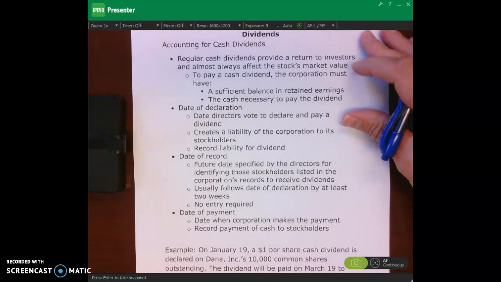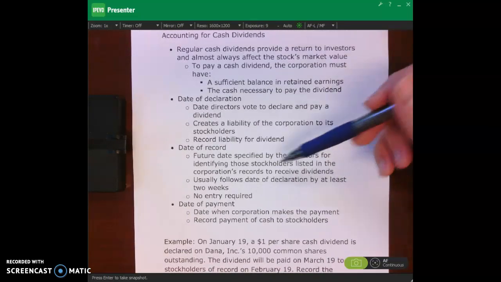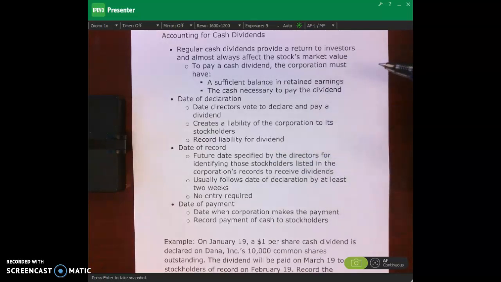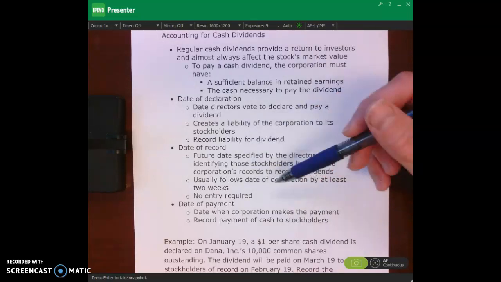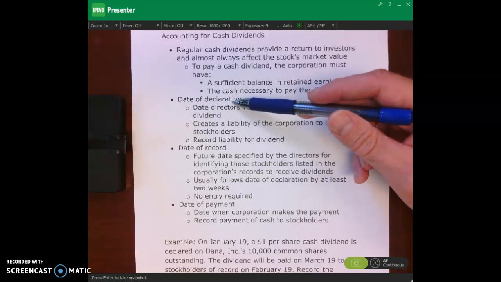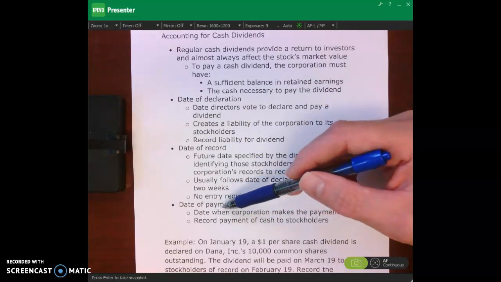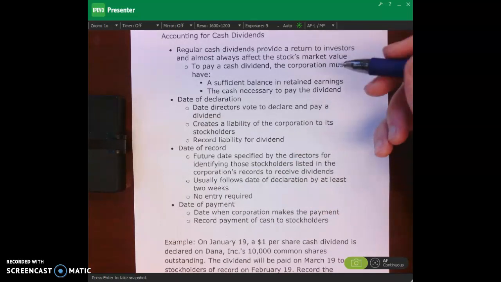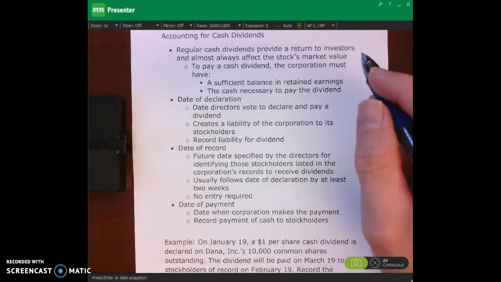We also have our date of record. This is a future date specified by the directors for finding all of our stockholders who should be receiving dividends. It's usually a few weeks after the date of declaration, and there's no journal entry. So we will do a journal entry on the date of declaration, we do not do one on the date of record, but we will do a journal entry on the date of payment, and that's the date the corporation makes the payment. Let's look at this in terms of our example.